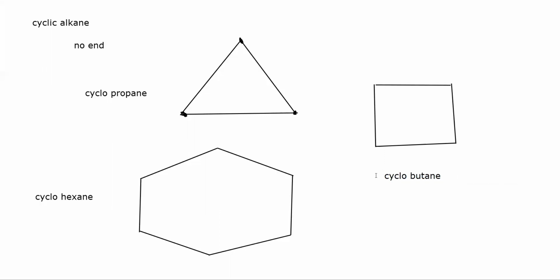Is it clear? So today we discussed the nomenclature of alkanes. Next class we will discuss alkene, alcohols, carboxylic acids, and halogen alkanes, esters, aldehyde, and ketone. We'll discuss all of them.